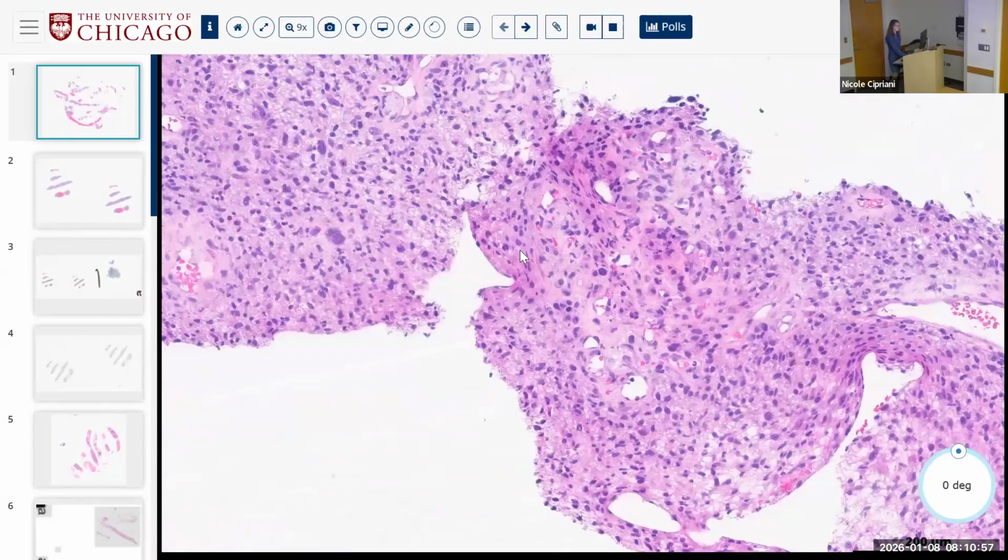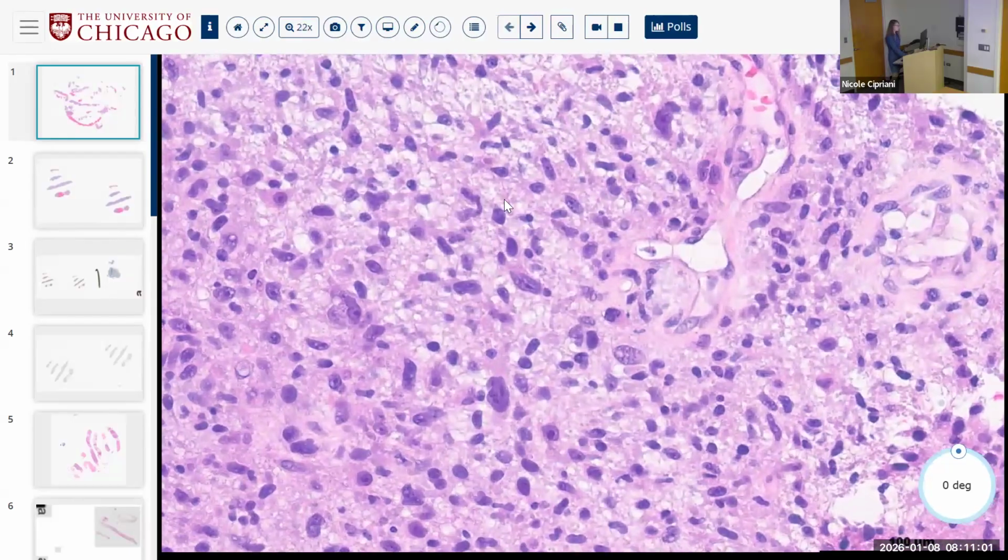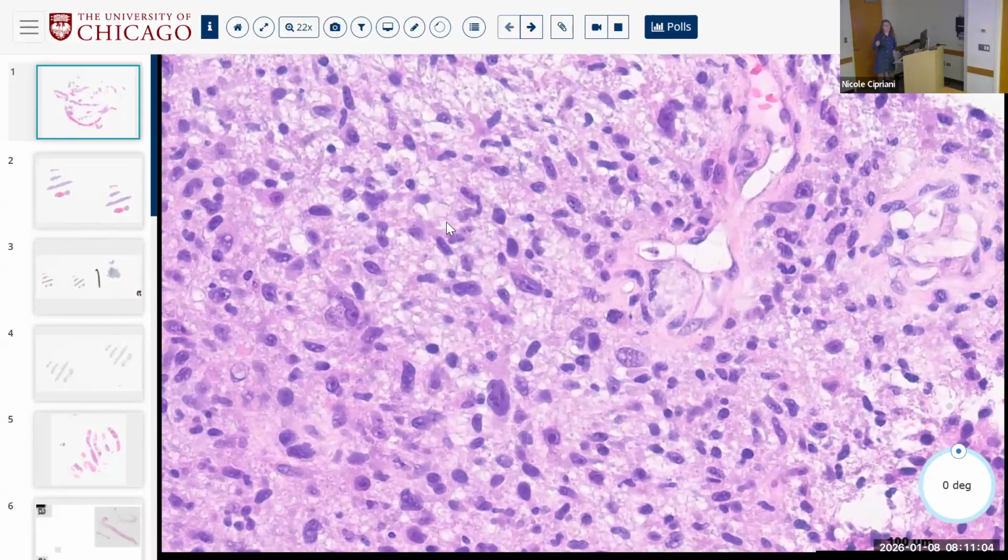So by showing negativity, you've ruled out dedifferentiated liposarcoma. Now you're asking about pleomorphic. In pleomorphic, you want the fat, the adipocytic stuff, to be intracellular. Do you think this vacuolization is intracellular or extracellular?